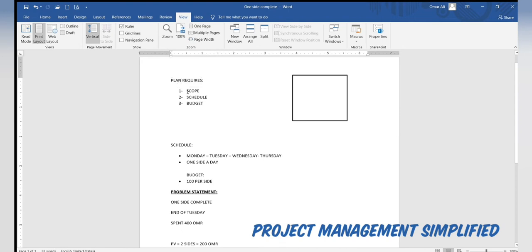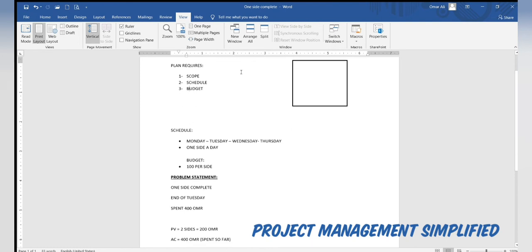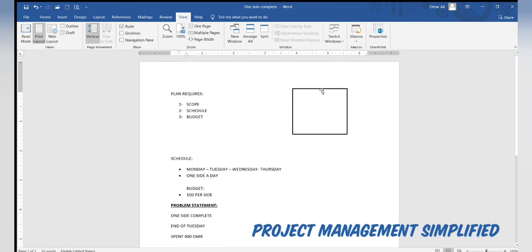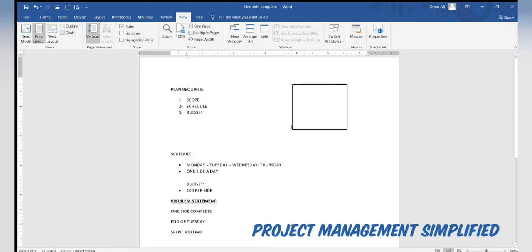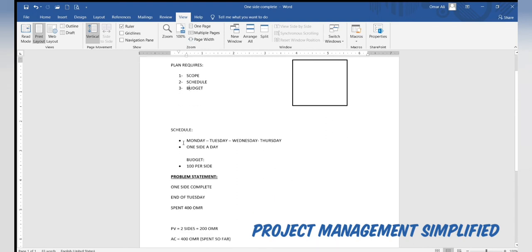So this is why we have scope, schedule, and budget. When we want to plan for a project, we need to have a scope first, then a schedule, then a budget. So this is our planning. According to the scope, we have a project of fencing this plot with 4 sides of fence. The schedule is that we need 4 days for this project: Monday, Tuesday, Wednesday, and Thursday. We have to complete 1 side a day. And this is our schedule.